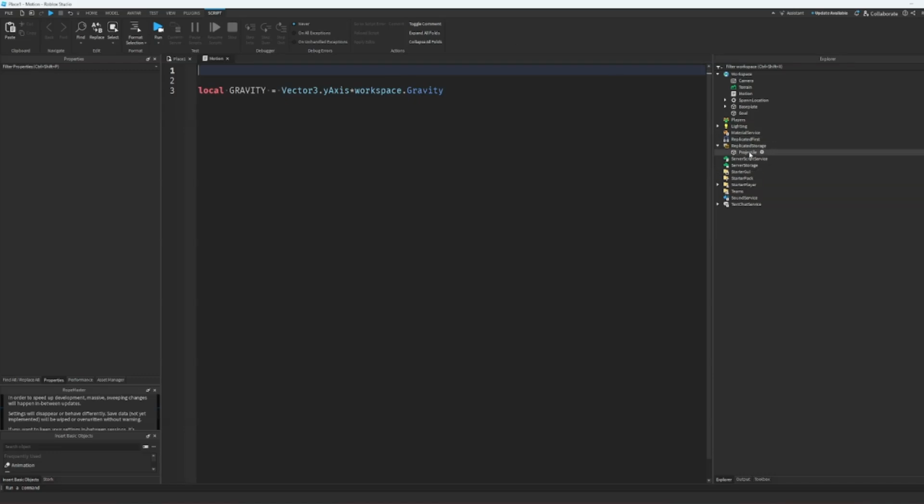And then since our projectile is in ReplicatedStorage, I'm just gonna make a variable for that.